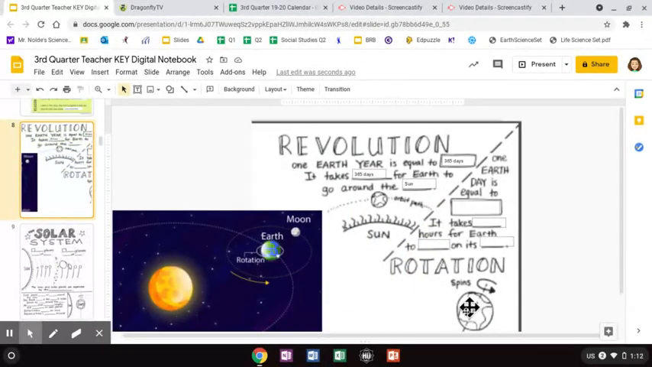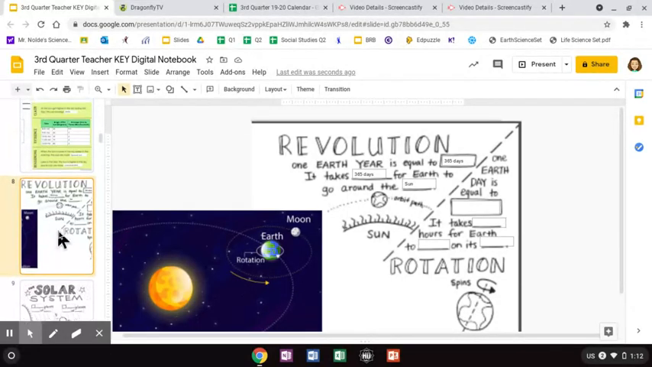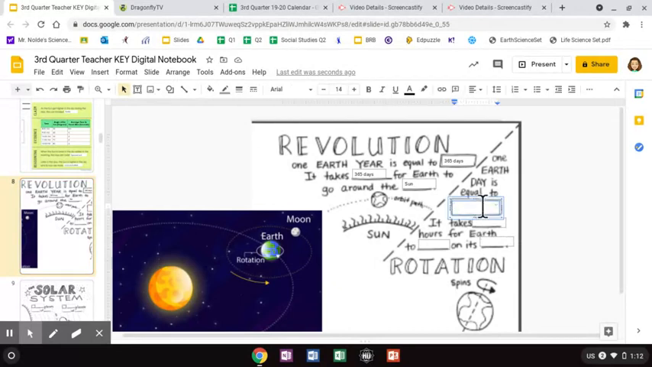Now, rotation is what determines our day. And just like revolution, the length of rotation is different for every planet. And so our 1 Earth day is equal to 24 hours, because that is how long it takes us to make one complete rotation. But other planets may rotate faster or slower than we do. And so they have a different day length.